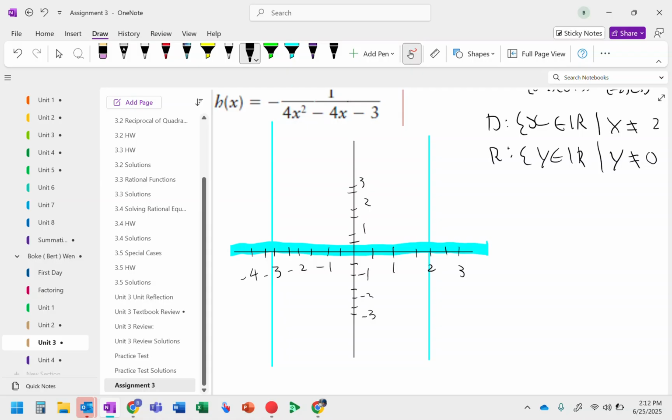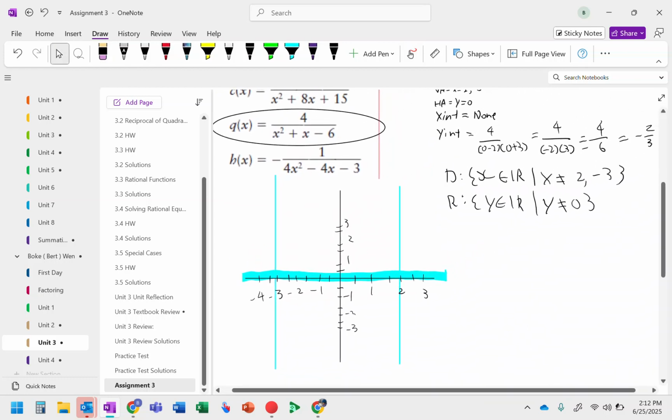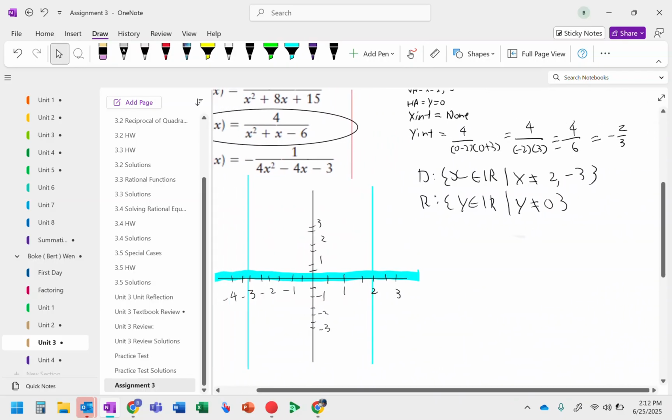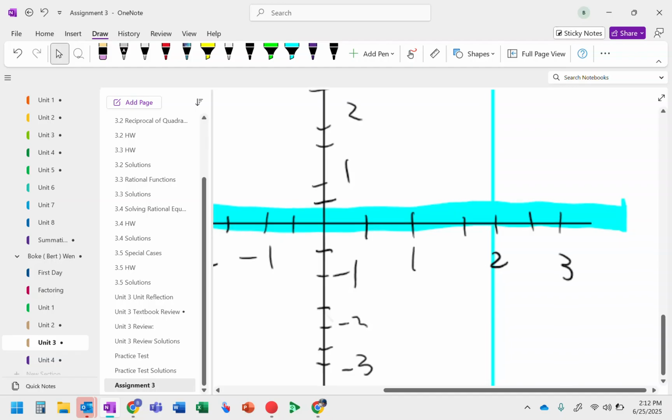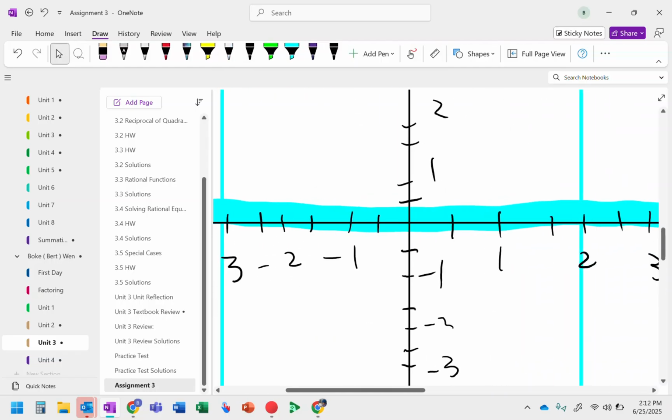And then next we're going to plug in some of the points we have. So first, one of the points we have is the y-intercept. So the y-intercept is -2 over 3. So it should be around right here.